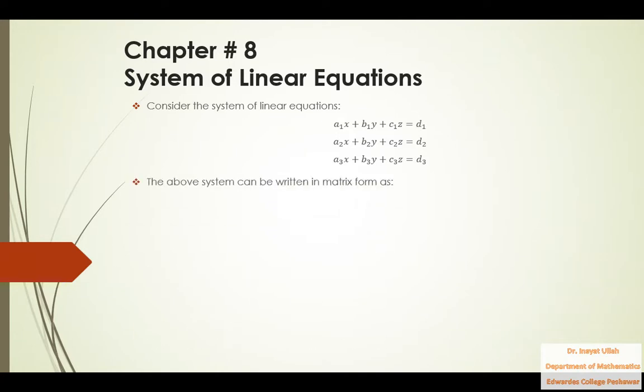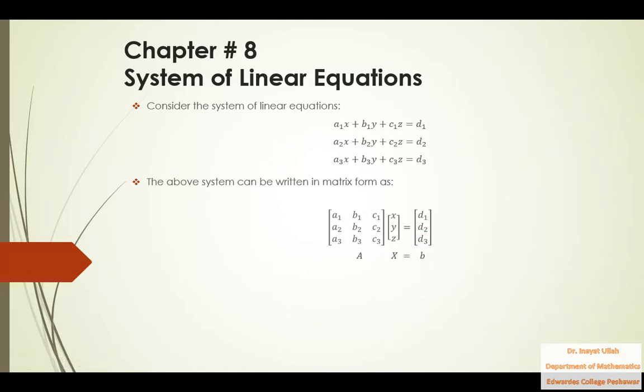So let's see. First of all, we need to write this system in matrix form, which you have studied already in your FSC course, that how we could write this system of equations in matrix form. We write these constants in one matrix and these variables in a column matrix x, y, z, and this side is another column matrix d1, d2, d3. So this is the matrix form of these 3 equations.